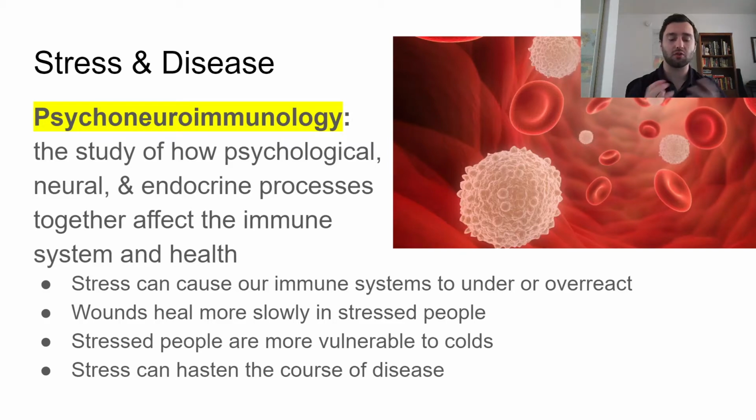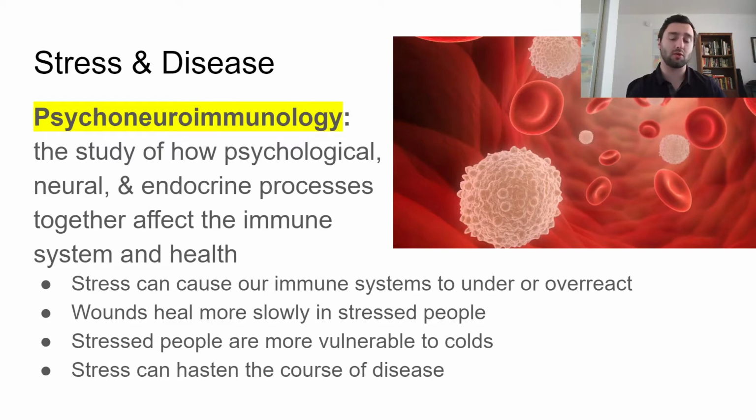Psychoneuroimmunology is going to also pull in psychological concepts. So stress is obviously a very big part of psychoneuroimmunology. Some of the things that we know based off of psychoneuroimmunology studies: stress can cause our immune systems to under or overreact. So if people have high stress levels or we're feeling stressed at a certain moment, our immune systems are affected by that. Now again, under or overreacting are both negative things, right?